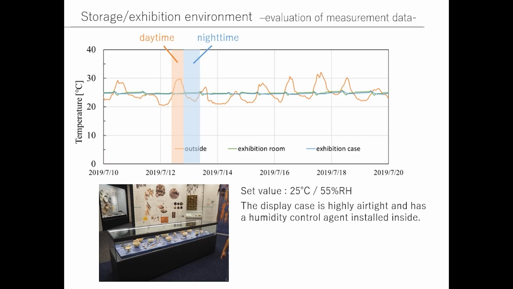As in Southeast Asian and South Asian countries, the temperature and absolute humidity in Japan are extremely high during summer. The graph shows the results for 10 days, and the temperature of the outside air drawn as the orange line shows the fluctuation of the daily cycle. On the other hand, for the exhibition room, shown by the green line, and the display case shown by the blue line, even when the air conditioning is stopped at night, there is almost no increase in the room temperature, so the temperature is almost constant. Therefore, it can be said that the temperature is stable.